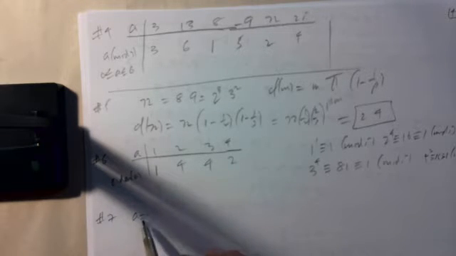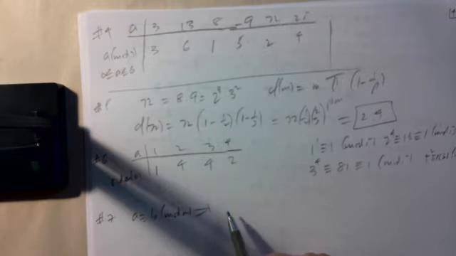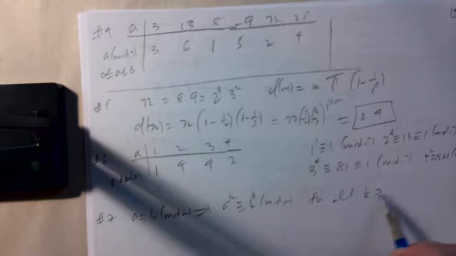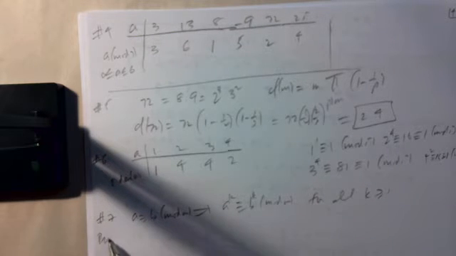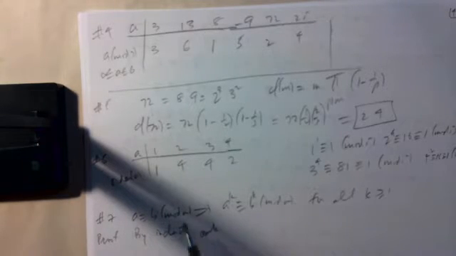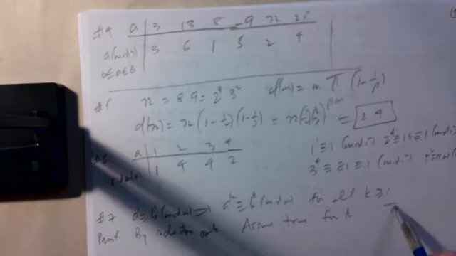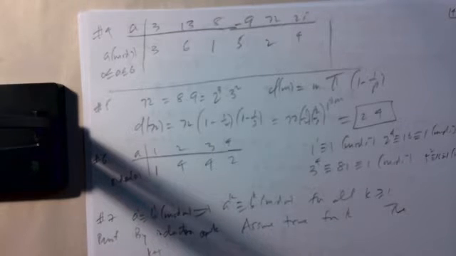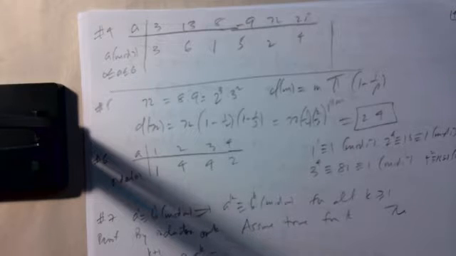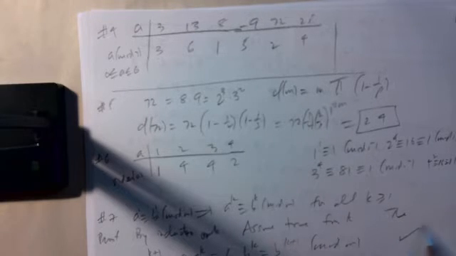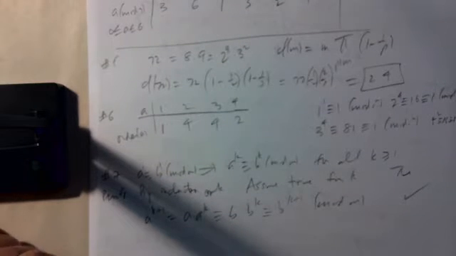Number 7 is prove that if A is congruent to B mod M, then A to the K is congruent to B to the K mod M for all positive integers K. So one proof could be by induction on K. I mean, it's true for K equal 1, because A to the first power and B to the first power, A and B are congruent mod M. So assume true for K, then A to the K plus 1, which is A times A to the K, but A is congruent to B, and A to the K is congruent to B to the K. So this is B to the K plus 1 mod M. So that's a proof by induction.